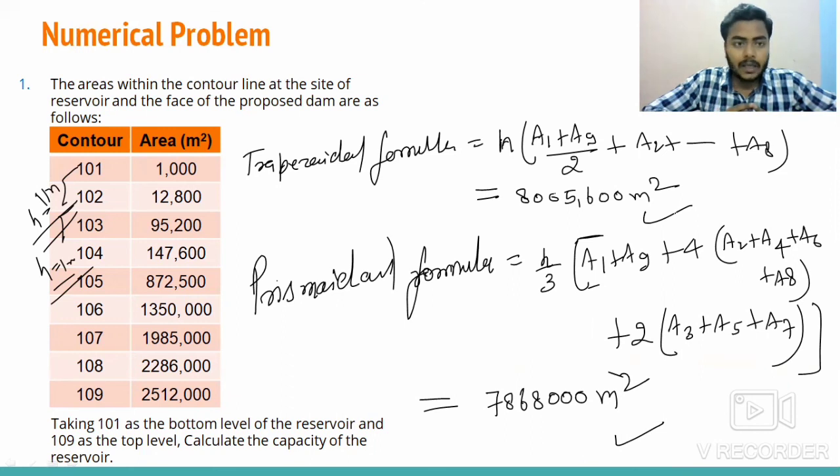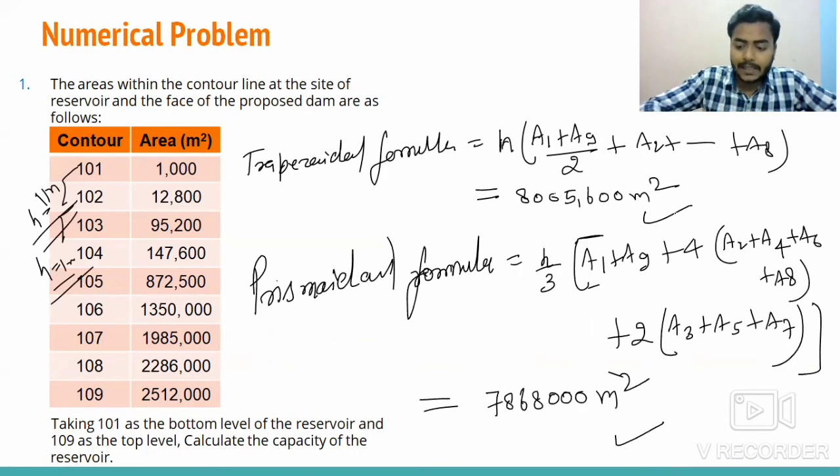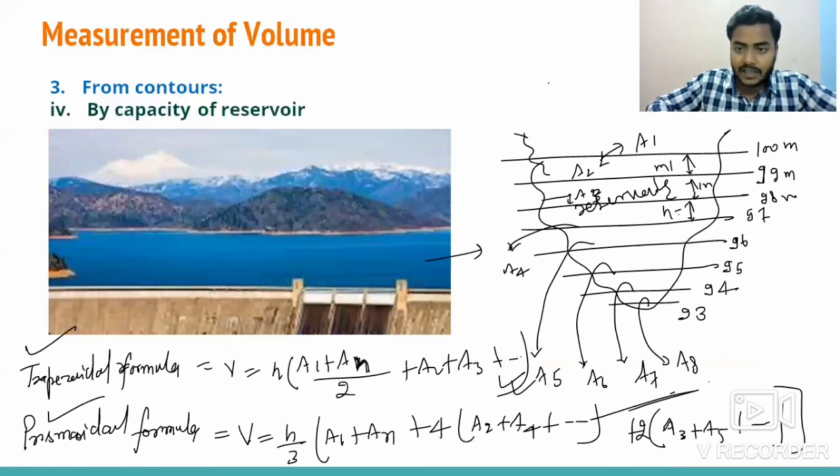So you can calculate the volume, the capacity of the reservoir, like this. And the areas I mentioned here, A1, A2, A3, A4, can be calculated from the contour map by using a planimeter.